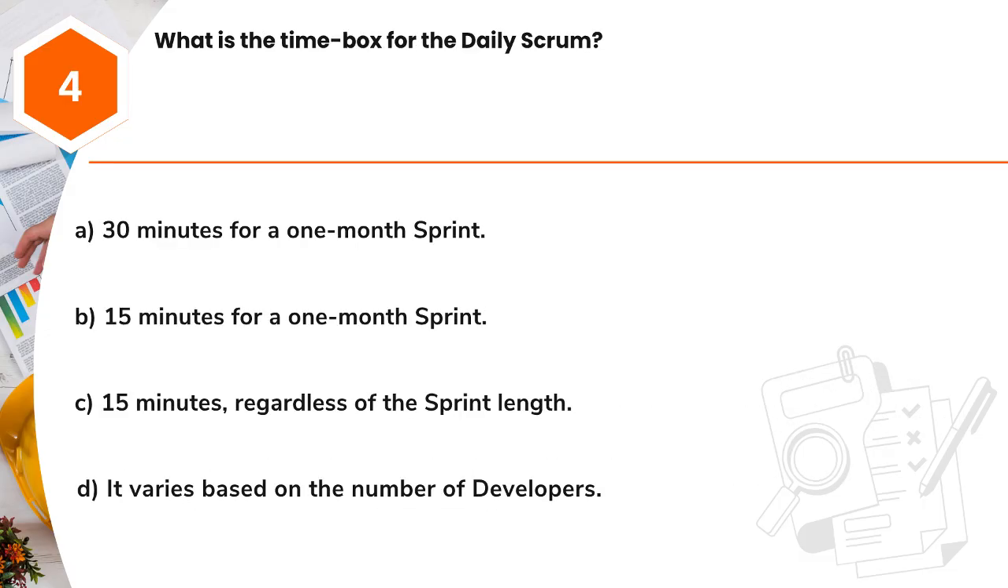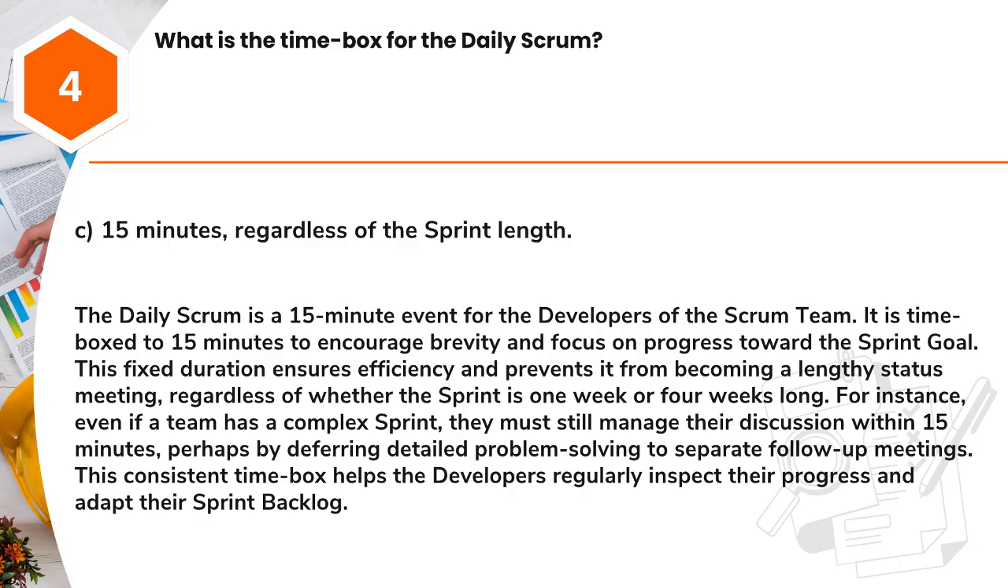Question 4. What is the time box for the daily Scrum? A. 30 minutes for a 1-month sprint. B. 15 minutes for a 1-month sprint. C. 15 minutes, regardless of the sprint length. D. It varies based on the number of developers. Answer: C. 15 minutes, regardless of the sprint length.